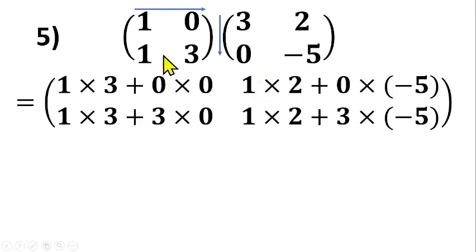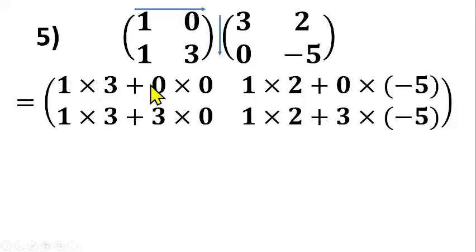So let's go for the second row here. 1 times 3 will give us this. Then 3 times 0 will give us this. Then also 1 times 2 we have this, plus 3 times minus 5 we have this as well. So that means this row also multiplies this column. This row will also multiply this column as well. That will give us this as well. From there you can now simplify further.